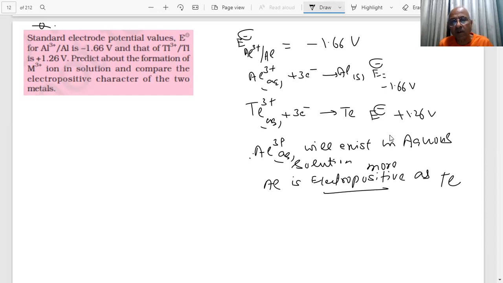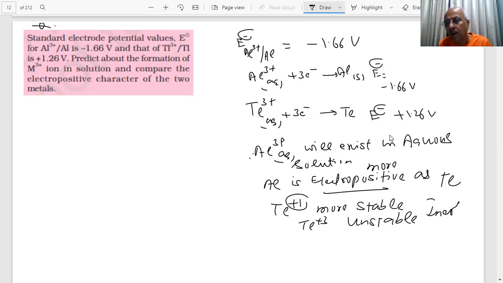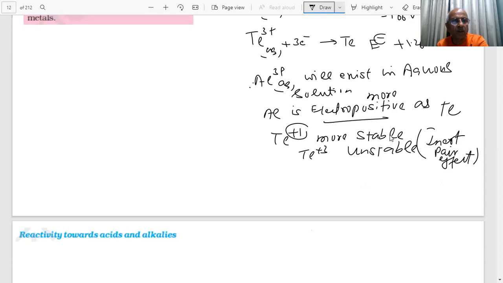In fact, we know thallium plus 1 is more stable, and thallium plus 3 is unstable, students. Yes, sir. We already know about the inert pair effect. Okay. Questions could be put in a different way. Always, the same question could be changed to another form, students.